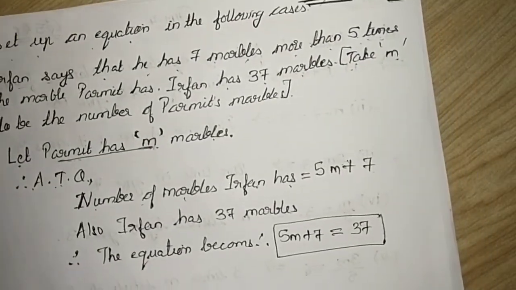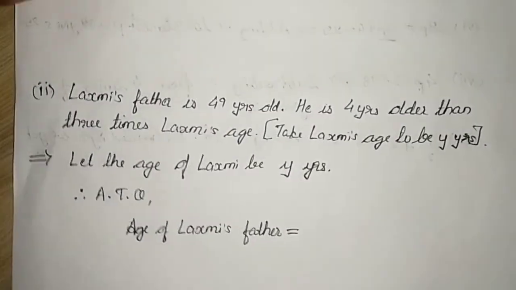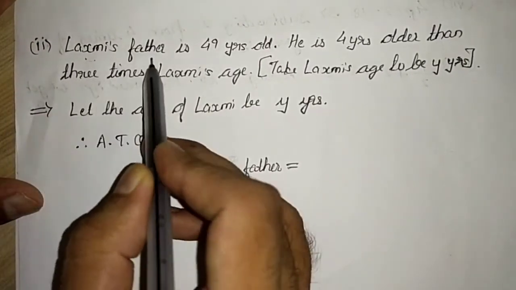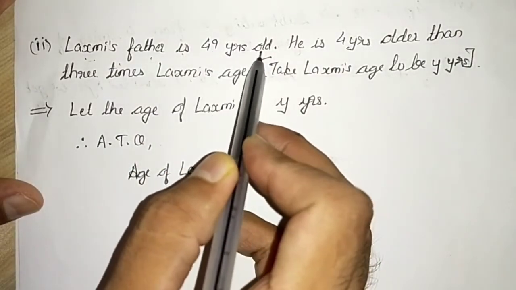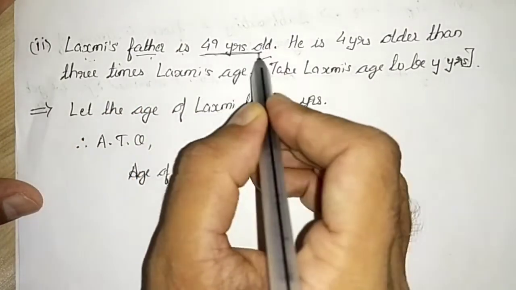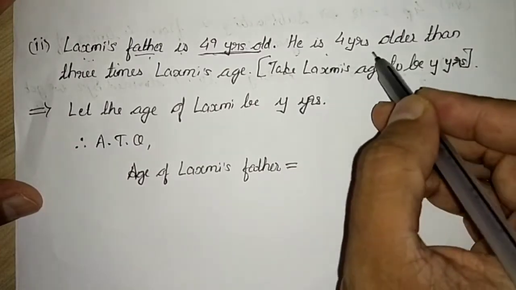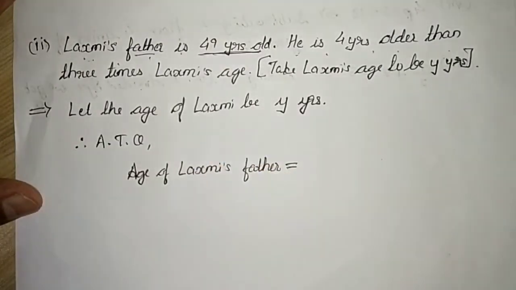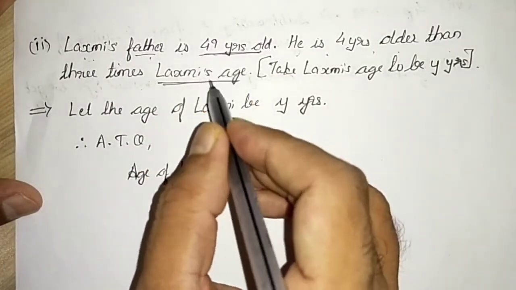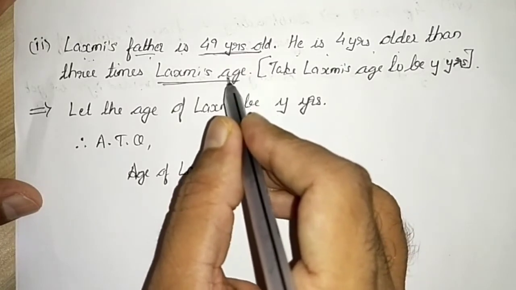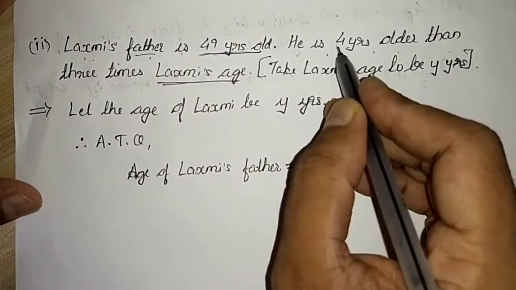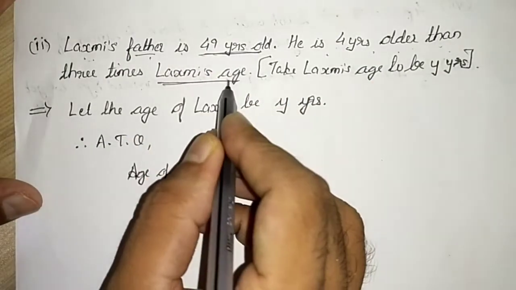Now moving to the next part, number 2. Let me first read it out. Lakshmi's father is 49 years old. He is 4 years older than 3 times Lakshmi's age. They have not given us Lakshmi's age, but we have to find it and prepare the equation accordingly.